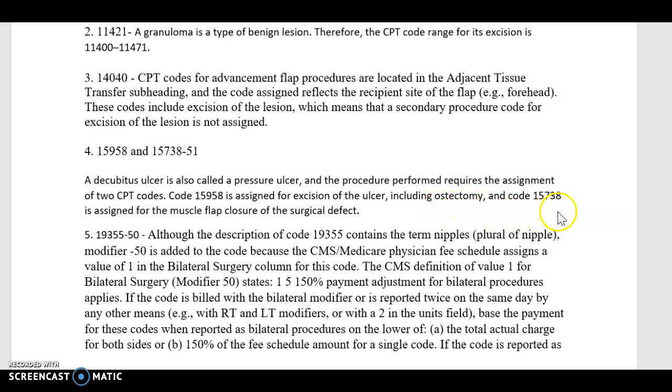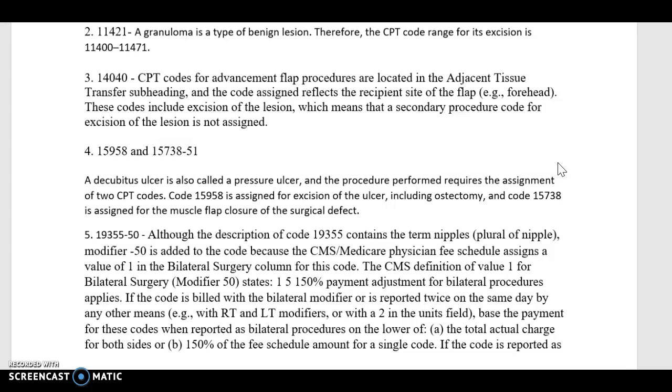And then we have a code 15738. This is assigned for the muscle flap closure of the surgical defect. So make sure you take a look at these both in your CPT book. One thing to remember, the CPT book is very, very self-explanatory if you read the notes before the section.